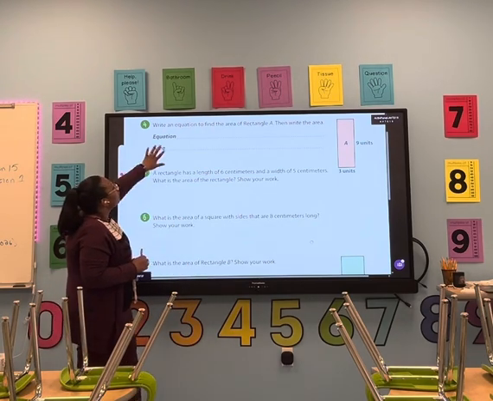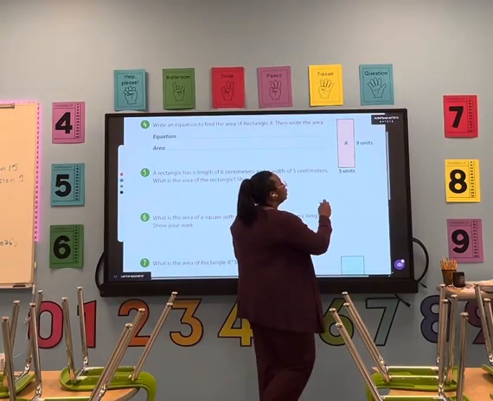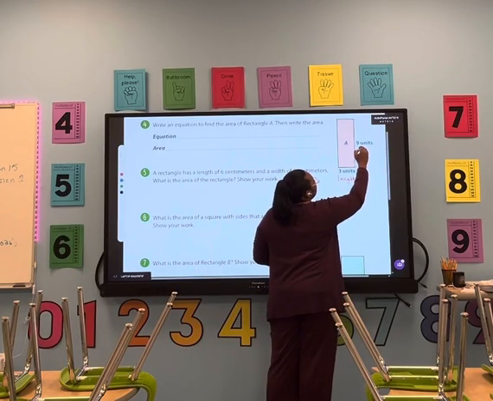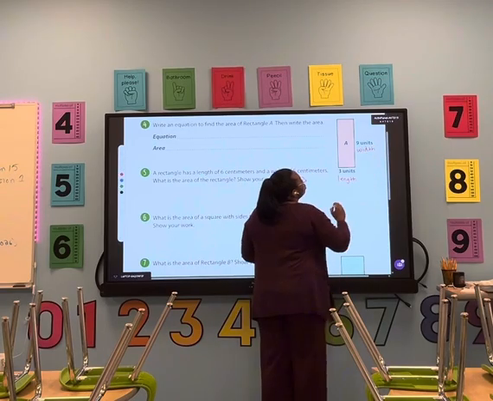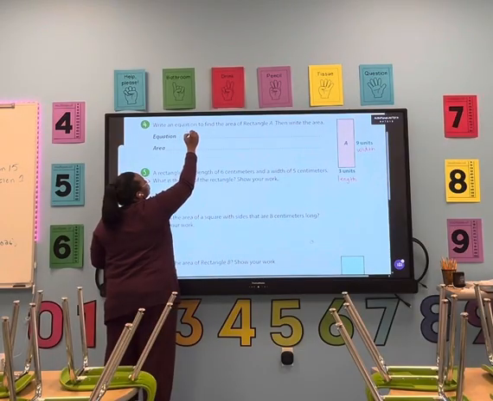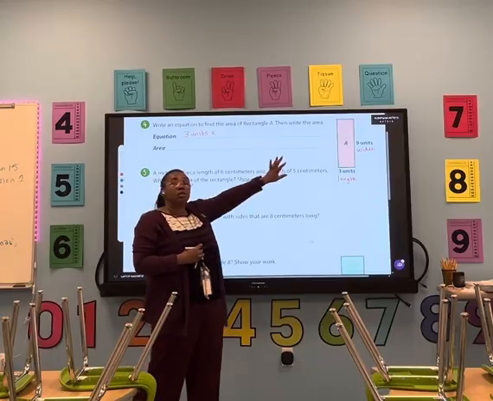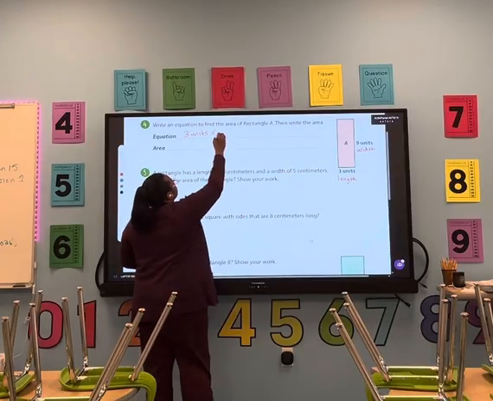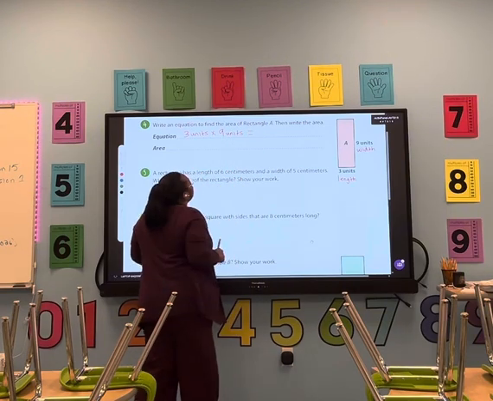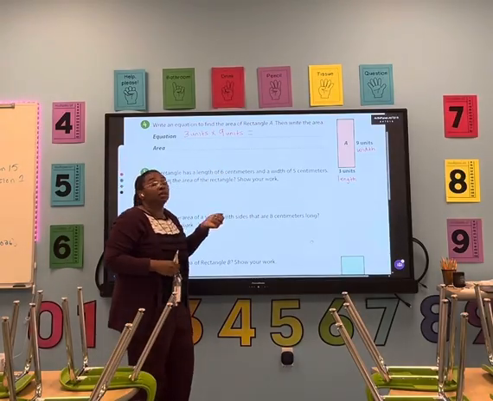So, okay, I'm looking for the length. Now let's label, because you know Ms. Newman loves a label. So the length is going to be 3 units. The width is going to be 9 units. So if I'm looking for my length first, I'm going to put 3 units times the width, which is going to be 9 units. Once I do that, we just go ahead and multiply to get our area. So 3 times 9 is going to give me an answer of 27.